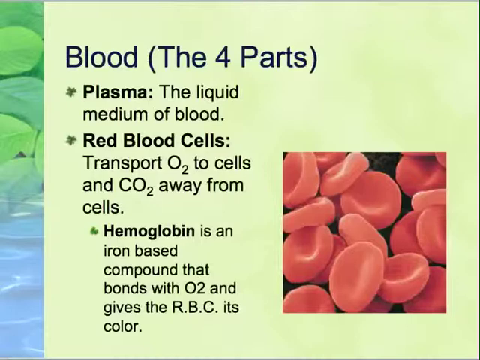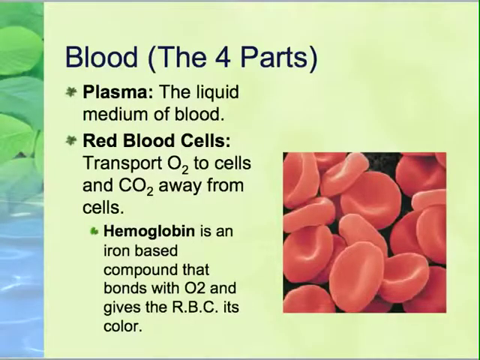To start out, let's talk about blood. Blood is made up of four main components. Now, of course, blood is a liquid, so it does have sort of a liquid medium, and that's called plasma. Now, this is not to be confused with the state of matter plasma. Plasma is actually a liquid, but plasma, the state of matter, is not liquid. Anyway, plasma is the liquid medium that blood is in.